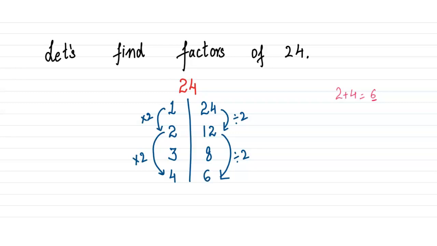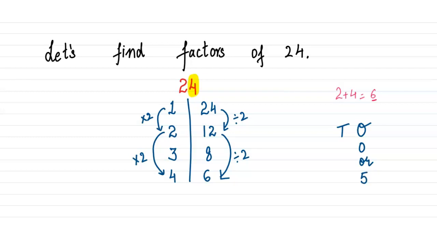The number 5 isn't a factor because look at the ones place of 24. For a number to be a multiple of 5, the digit at the ones place should be either 0 or 5. But here, in case of 24, we have 4.